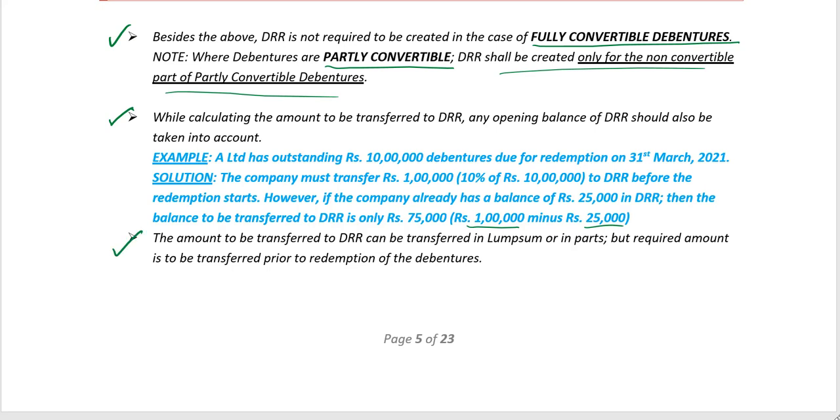The amount to be transferred to DRR can be transferred in lump sum or in parts, but the required amount is to be transferred prior to the redemption of debentures. So where, let's say, rupees 1 lakh is to be transferred to DRR prior to the redemption of debentures, it can be transferred in one installment lump sum, that is the entire 1 lakh can be transferred in one go, or it can be transferred in parts, let's say in two installments of rupees 50,000 each.